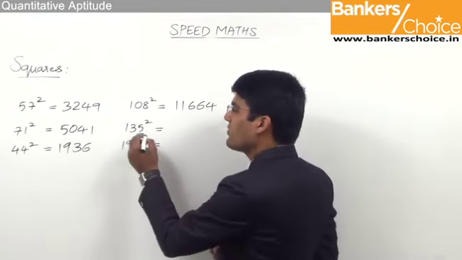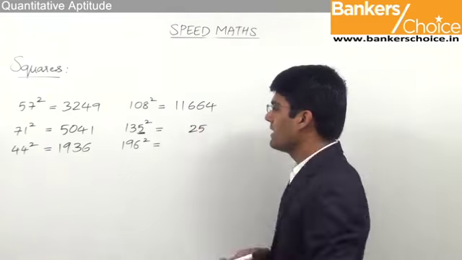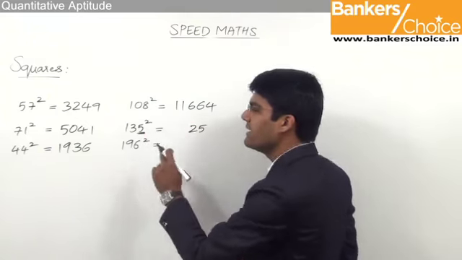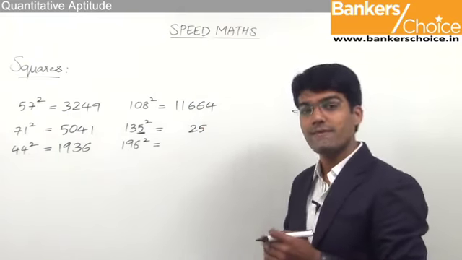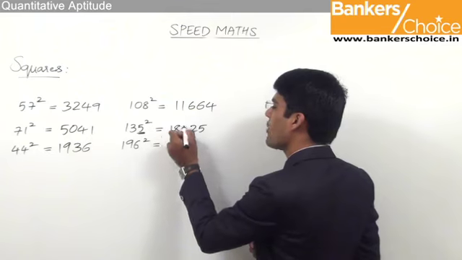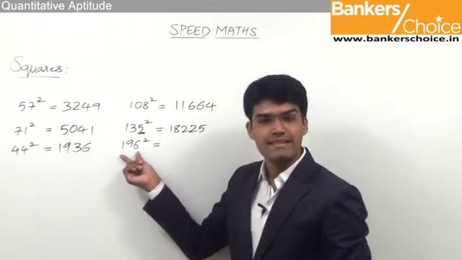Now we know how to find squares of numbers ending with 5. The answer will end with 25. And the remaining part of the answer here is 13 into the next higher integer. That is 13 into 14. 13 into 14 is 182. So this becomes 18225. And the last one, 196 square.